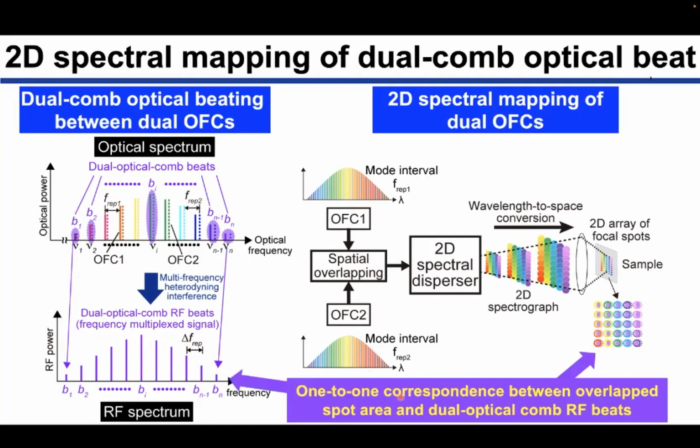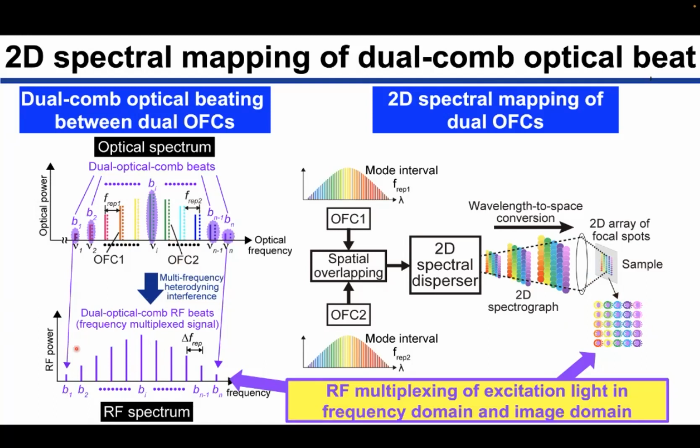In this way, the one-to-one correspondence is established between the overlap spot area and the dual optical RF beat. In other words, RF multiplexing of excitation light is achieved in the frequency domain and image domain. So this can be used for a 2D array of excitation spots having different modulation frequencies, enabling spatially multiplexed PM3.